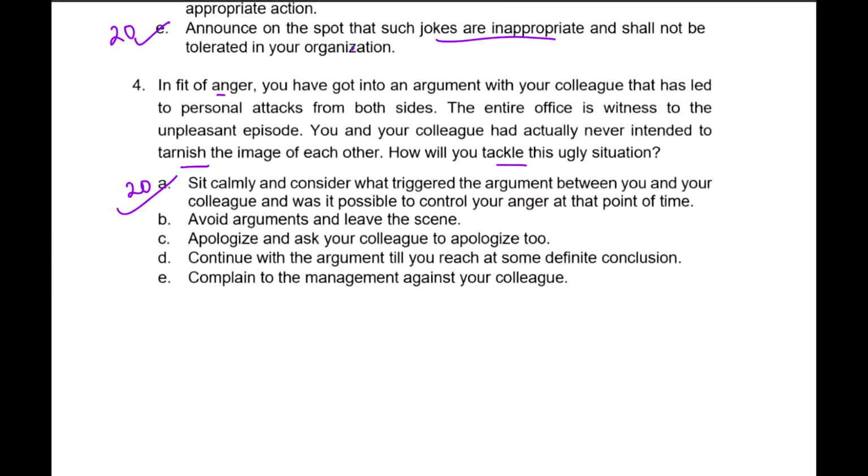बहुत easy है इसको spot out करना, क्योंकि number one you are taking me to the root cause, and number two you are actually smoothing everything, सब कुछ को शांत कर रहे हो. So of course option A is the correct answer for you. But which options would also get 5 points? Avoiding arguments, 5 points. Apologizing and asking other to apologize, 5 points. Continue with the argument till you reach some definite conclusion.